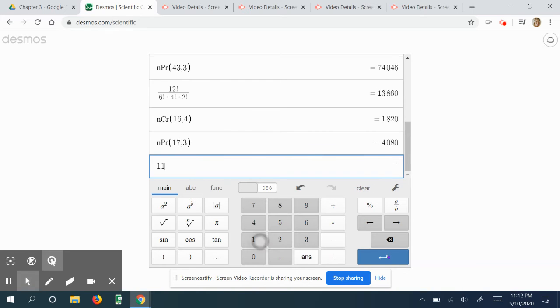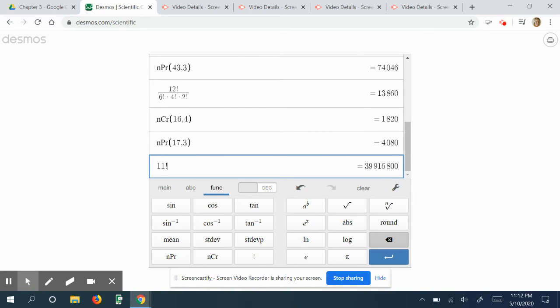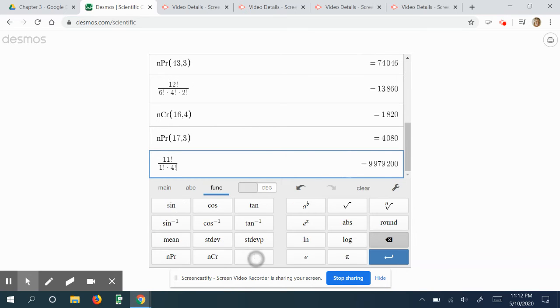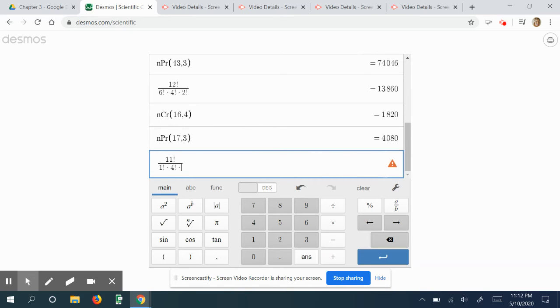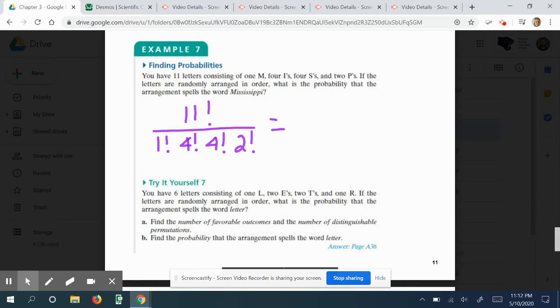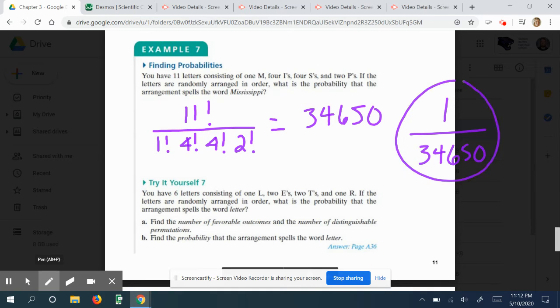and we do 11 factorial divided by 1 factorial times 4 factorial times 4 factorial times 2 factorial. And I find 34,650. So probability-wise, it would be 1 out of that, which is 34,650. Okay, so your probability is not very good.